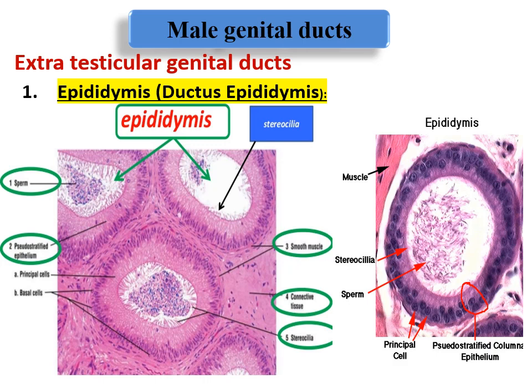This is a light microscopic picture of the epididymis. The structures present in the middle are the sperms. You can see the epithelium contains cilia, but these cilia are immotile cilia.